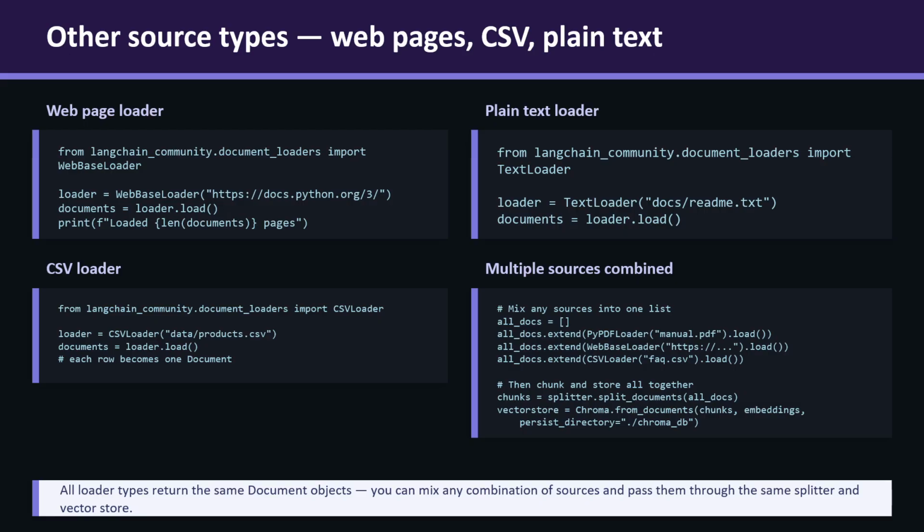The CSV loader reads comma-separated value files. CSV is a plain text format where each line is a row and values are separated by commas. The loader converts each row into a separate document. At the bottom, you can see all three sources combined into one list. You can mix any combination of source types into a single list and pass it through the same splitter and vector store. This works because the document format is a common interface, a shared structure that all loaders output and all downstream steps accept as input.